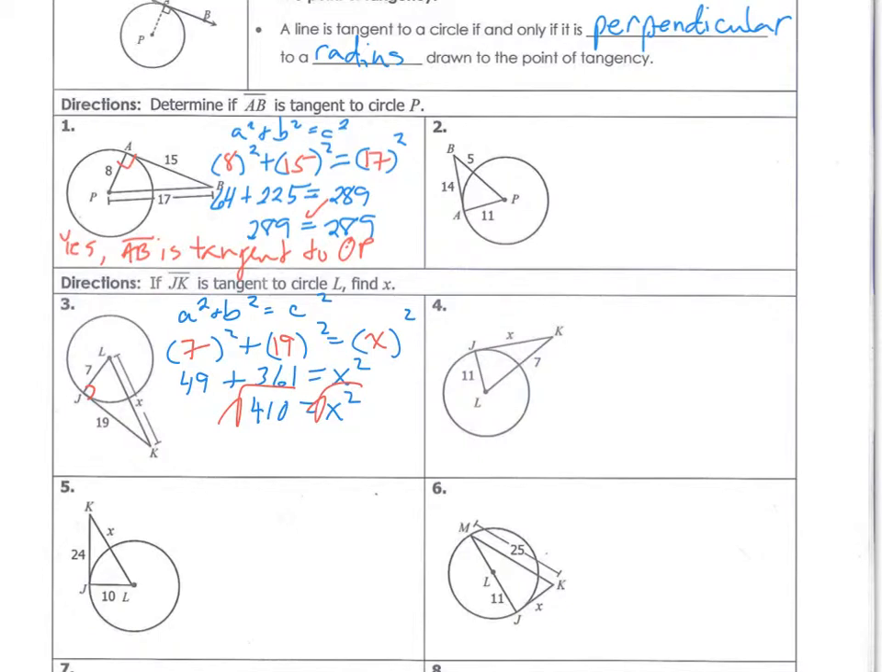But go ahead and take 410, put it in your calculator, and find the square root. And then I want you to round to 1 decimal place. What is x approximately? 20 point what? 2. Everybody agree with that? Okay. So that is the answer that they're looking for, right? Okay.